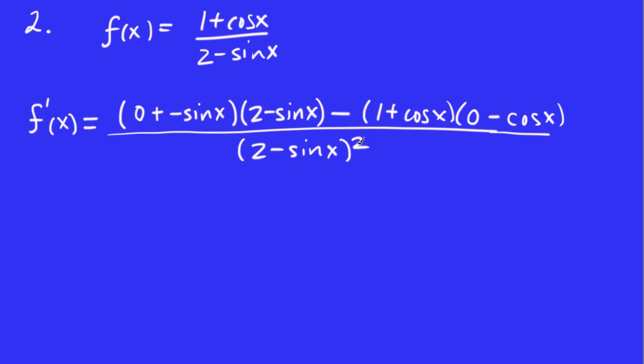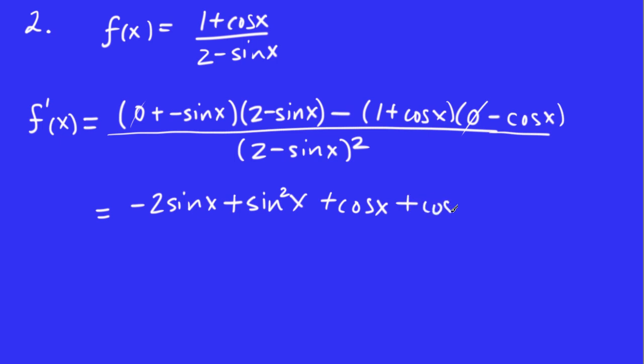Now we could definitely probably clean this top up. Why don't we clean it up? Let's see here. This 0 here is irrelevant. This 0 is irrelevant. So basically we have minus 2 sine x. Minus sine x times minus sine x is plus sine squared x. Over here we have a minus 1 times a minus cos x, so it's plus cos x. And then we have a minus cos x times another minus cos x, which is plus cos squared x. And that's all over 2 minus sine x squared.